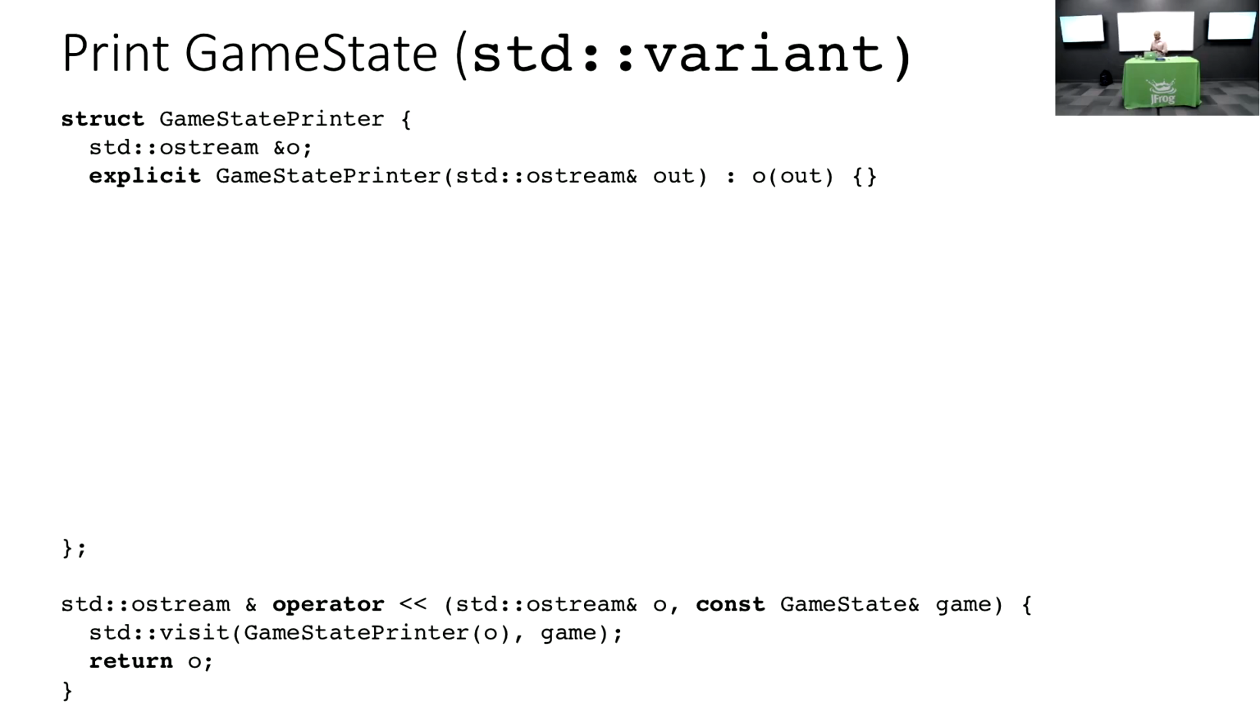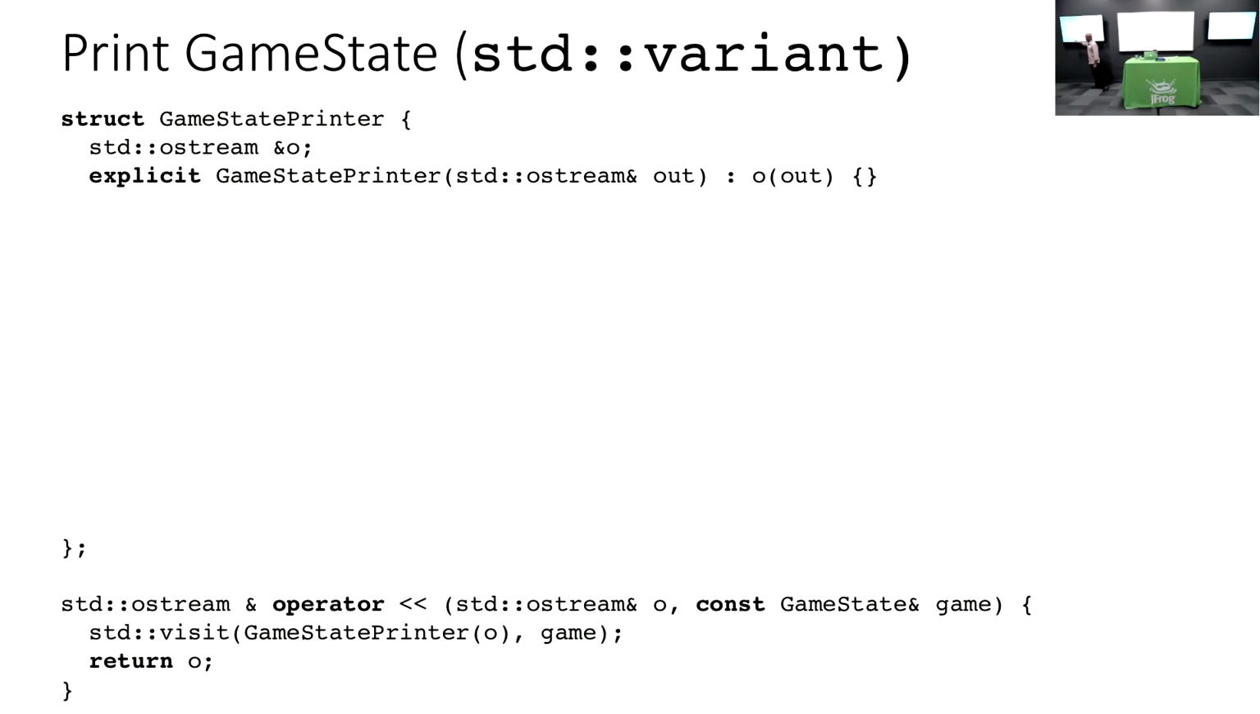Okay, so game state. What can we do with such a game state? Let's see if we can print out whatever is the active branch in it. At the bottom here, we have an output stream operator that takes a game state and does a std::visit on the game state, and we pass in a newly constructed game state printer.